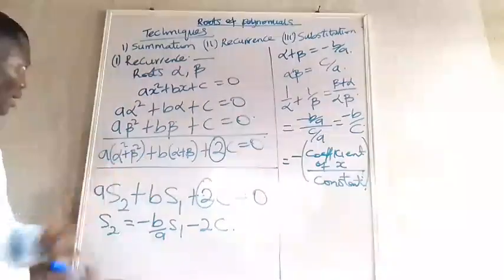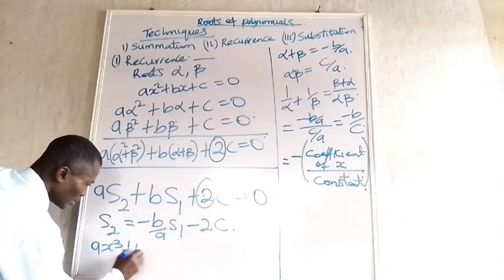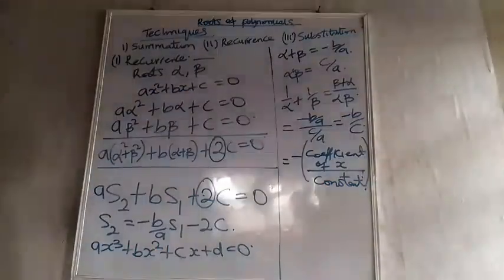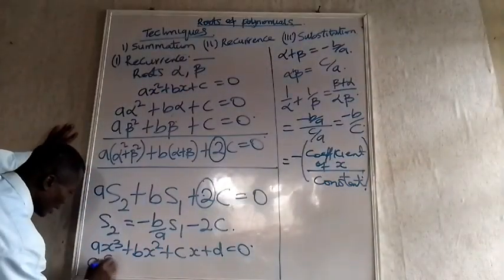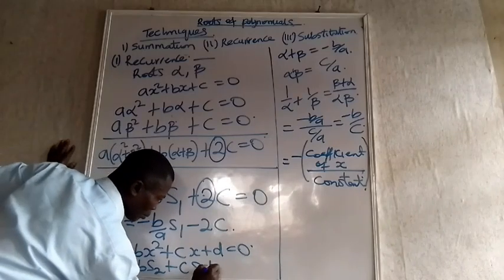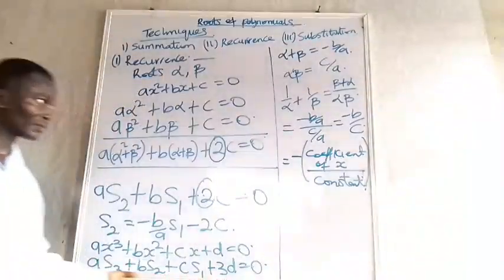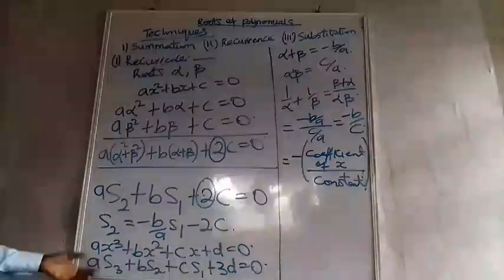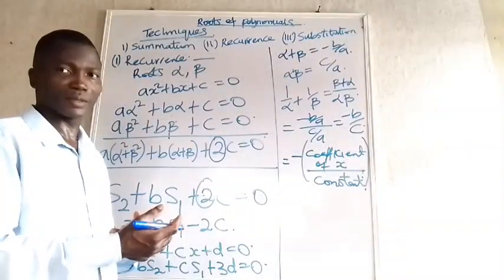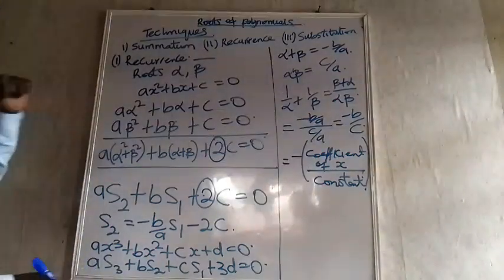Now, I just don't want to jump the gun, but assuming I have a x cubed plus b x squared plus cx plus d equals 0. If I want to apply this, all I need to do is a s3 plus b s2 plus c s1 plus 3d equals 0. And from there, I will apply whatever I want to apply. Sometimes you might need to apply this in conjunction with this to get your results. So it's good you know all these techniques. Very good. Now let's go to substitution.